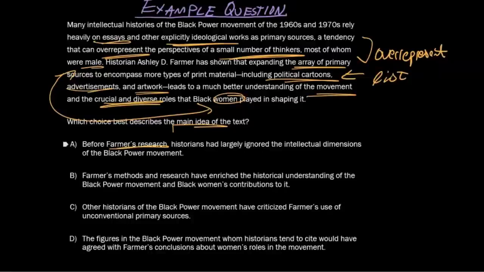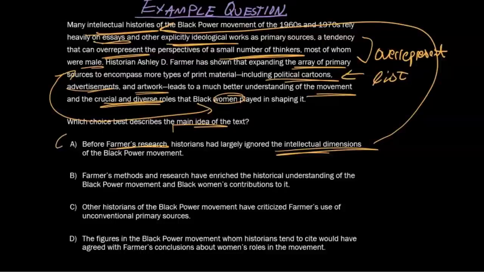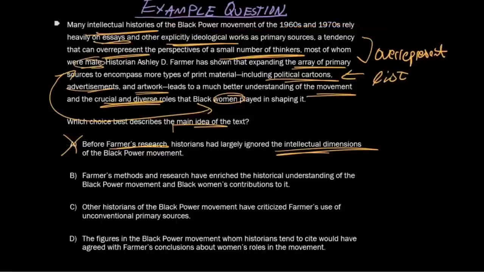Before Farmer's research, historians had largely ignored intellectual dimensions. I take a look at this. I don't see the words "intellectual dimensions." I see "intellectual histories." All right, and even if that was related here, that would sort of deny choice A, right? Because what they're saying is that there were intellectual histories that were noted here. They were just all males.